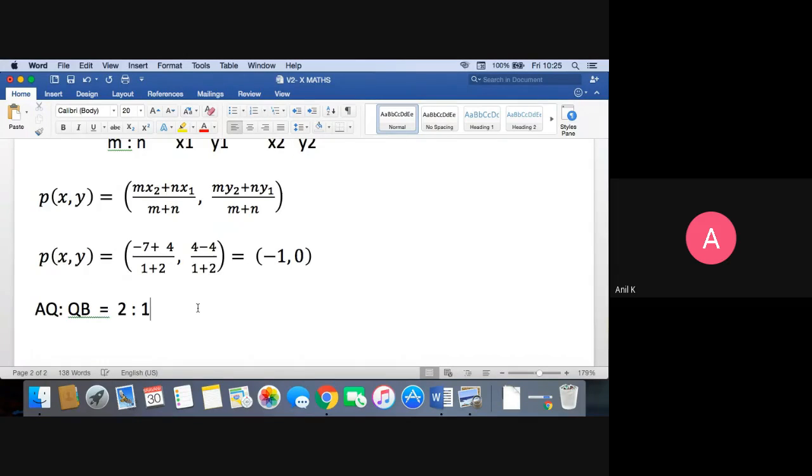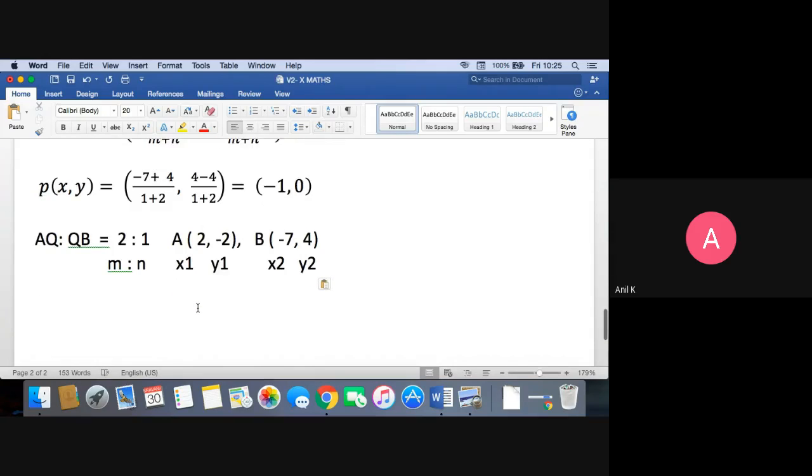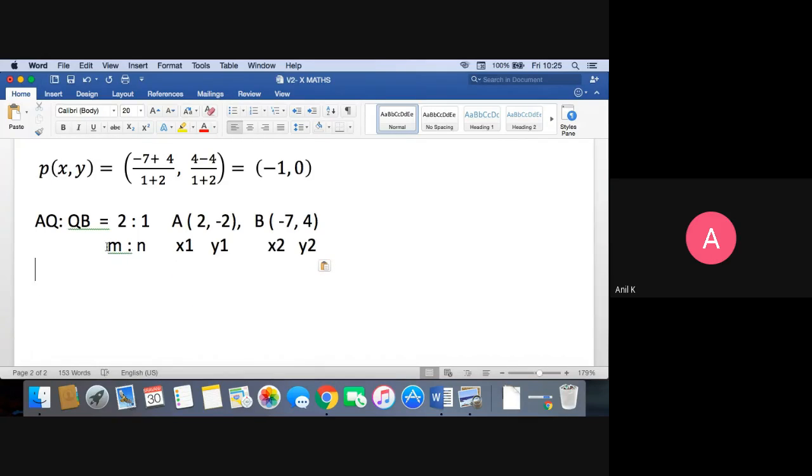So here I am pasting. A and B points will remain the same. M is to N is also remaining the same. So can you find the point Q? I'll give 1 or 2 minutes. Solve it in your notebook and let me know. Take your time and let me know the point Q.